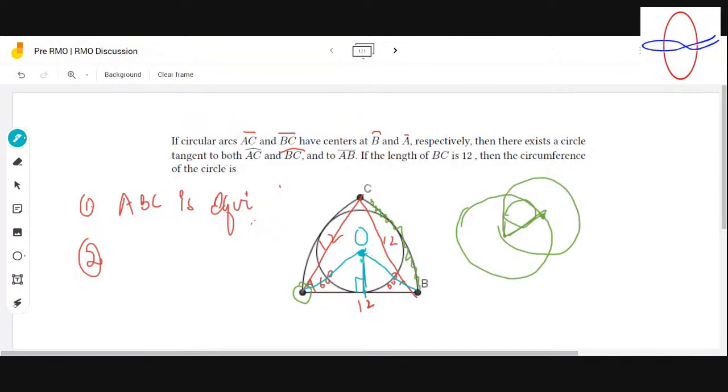Connect O to AB. Yeah, I have drawn a perpendicular. Yeah, that's what I'm asking you to prove. First of all, from the symmetry we are sort of arguing, but we can also prove it rigorously.